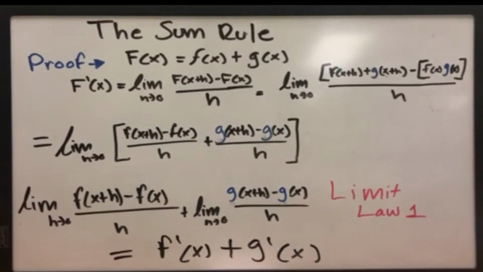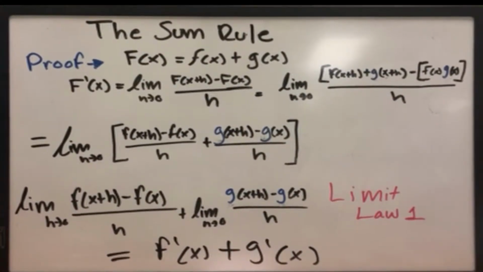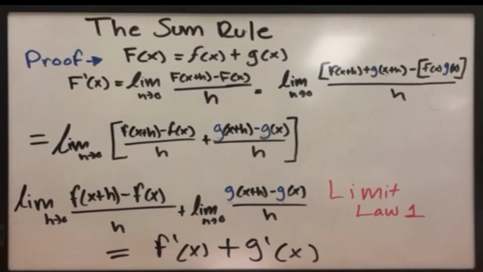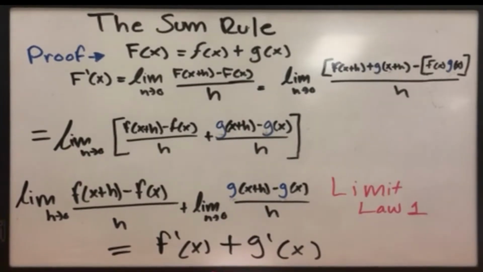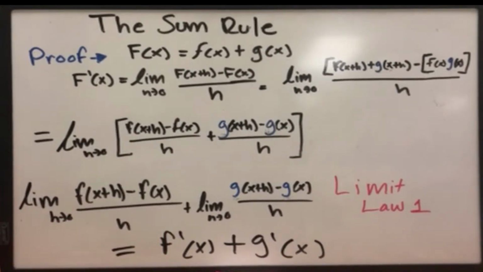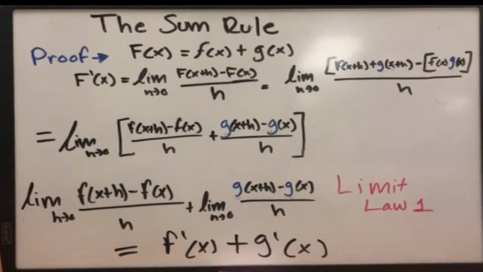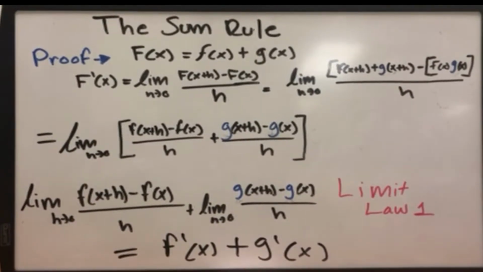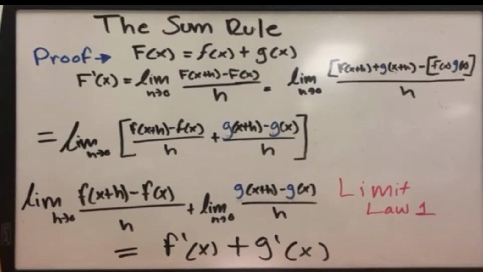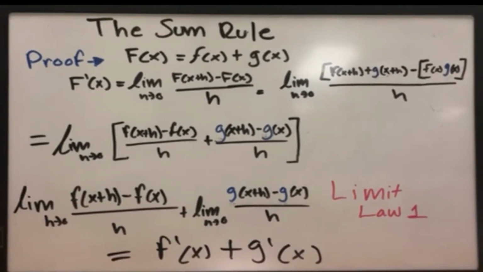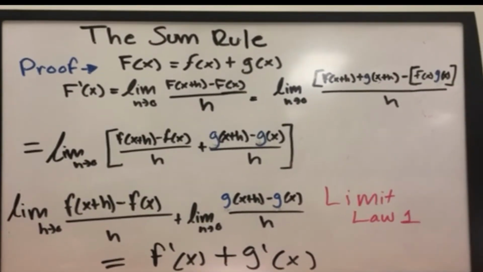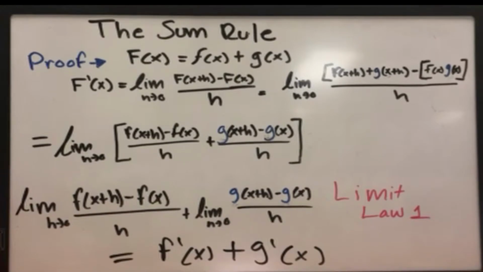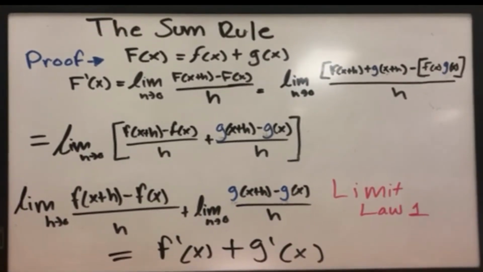The sum rule. Since we have capital F(x) equals lowercase f(x) plus g(x), we'll be using the definition of derivatives in order to prove the sum rule is actually valid. Now, we have the limit as h approaches 0 of capital F(x + h) minus F(x) over h equals the limit as h approaches 0 of f(x + h) plus g(x + h) minus f(x) plus g(x) over h.